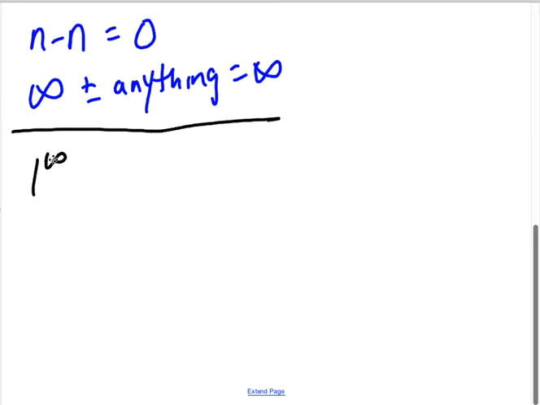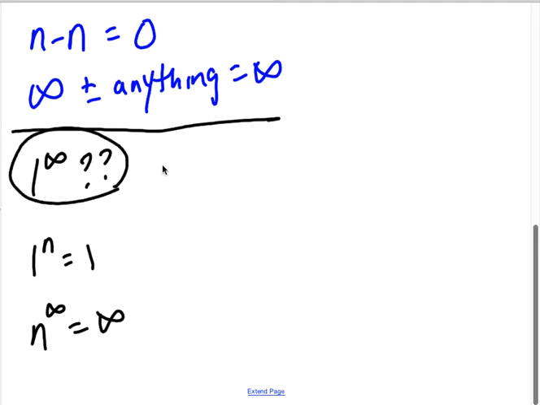Like if I give you 1 to the infinity, well, you know that 1 to a power is supposed to be 1. But you also know that if you put a number to an infinitely large power, it should be infinity. So is this thing a 1 or is it an infinity?